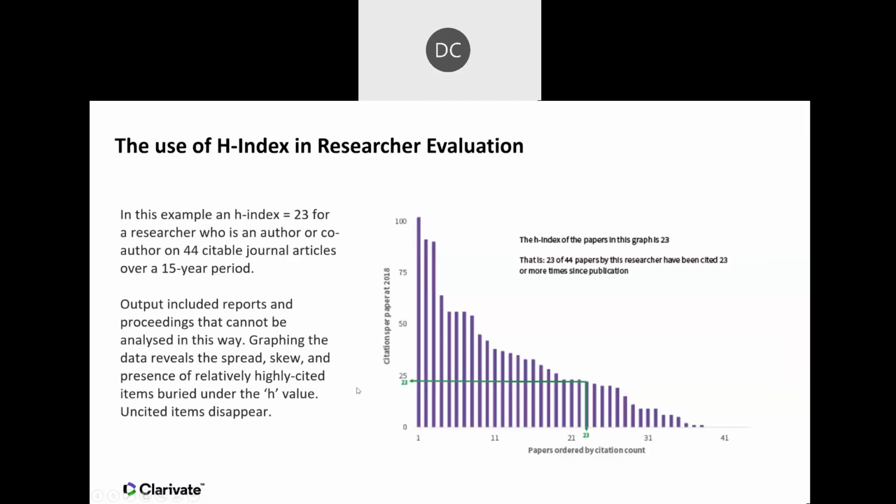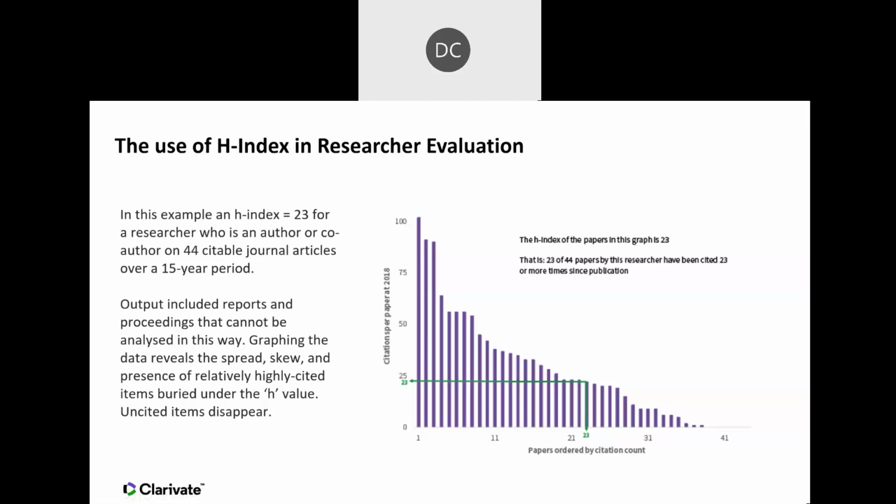I wanted to highlight a little more about the H-index and some of the challenges it poses when you just use the H-index to measure a researcher's performance. I hope all of you are aware of how the H-index is calculated. It is basically based on the number of papers that have at least the same number of citations. For example, in this case, this is an H-index of 23, because 23 of those papers have at least 23 citations. This is just a simplistic calculation of an H-index, just to give you an idea.